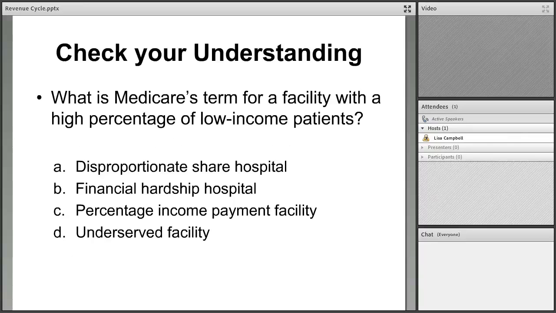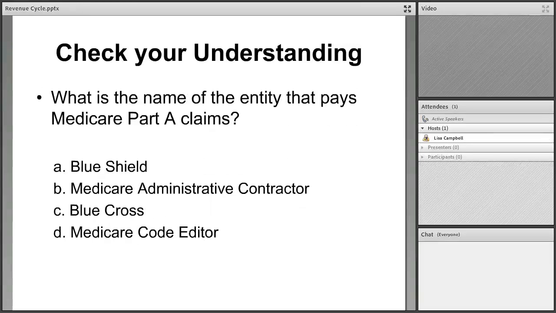Next question. What is Medicare's term for a facility with a high percentage of low-income patients? Is it A, disproportionate share hospital, B, financial hardship hospital, C, income payment facility, or D, underserved facility? And the correct answer is A, disproportionate share hospital.